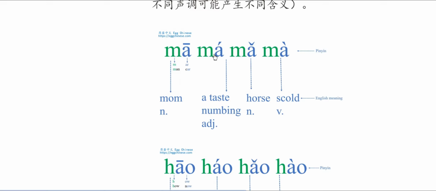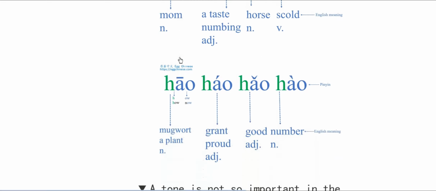The second tone, ma, the meaning is a taste of numbing. The third tone, ma, the meaning of it is horse. The fourth tone, ma, the meaning of it is a verb, scold. So we can see the same pinyin with different tones will have different meanings.